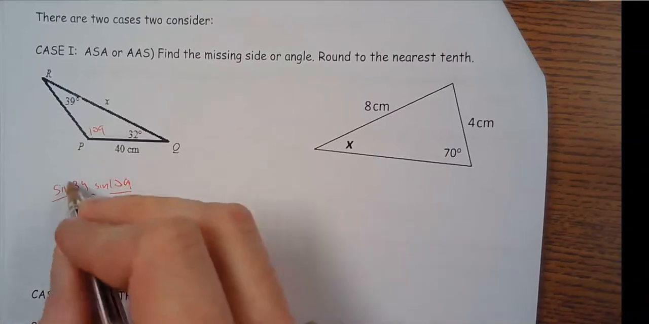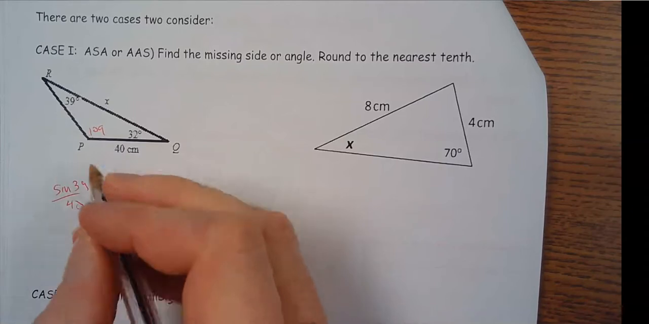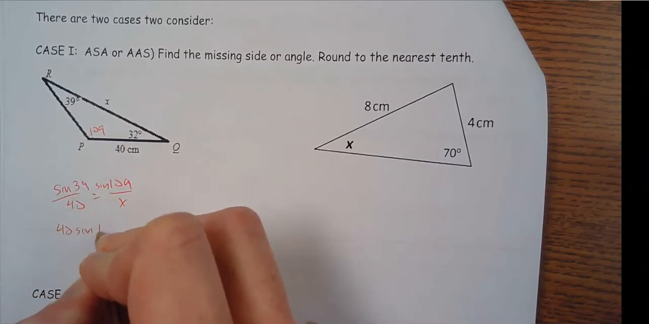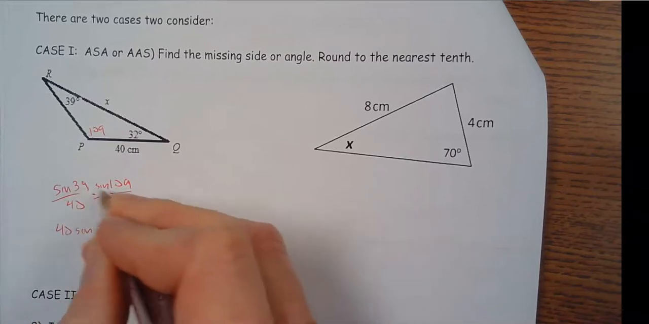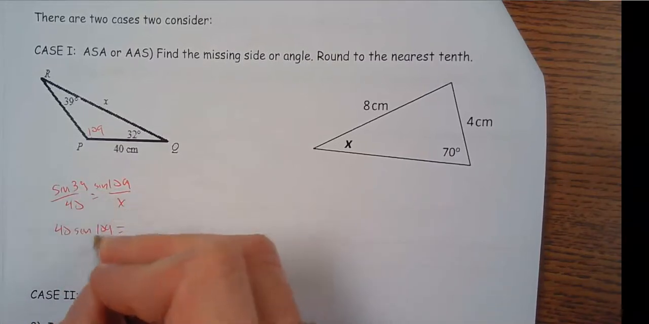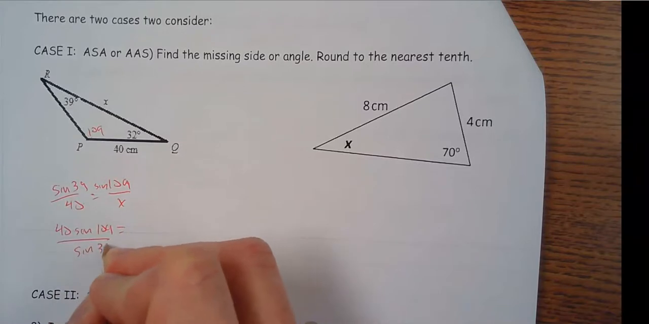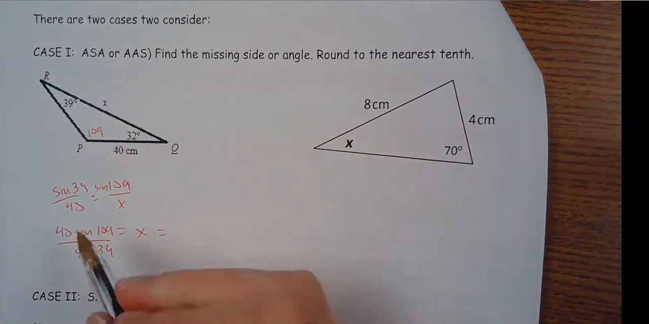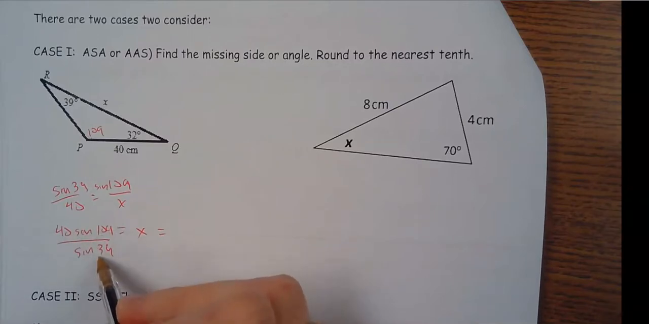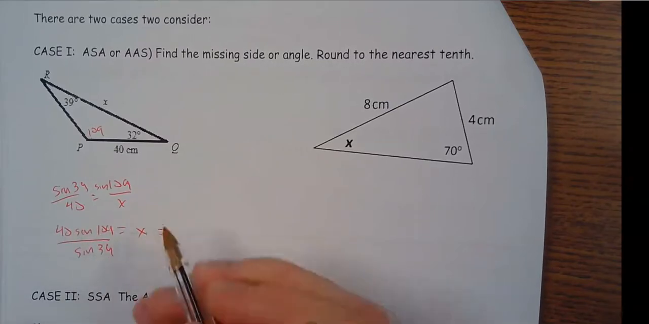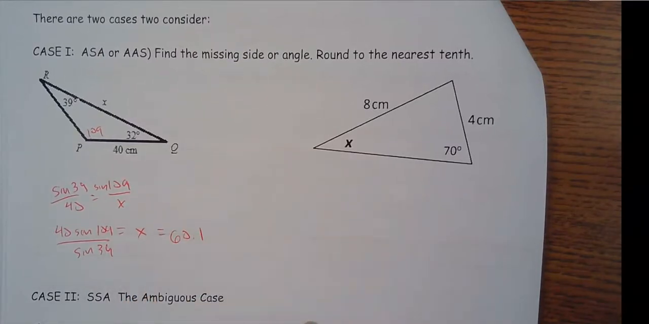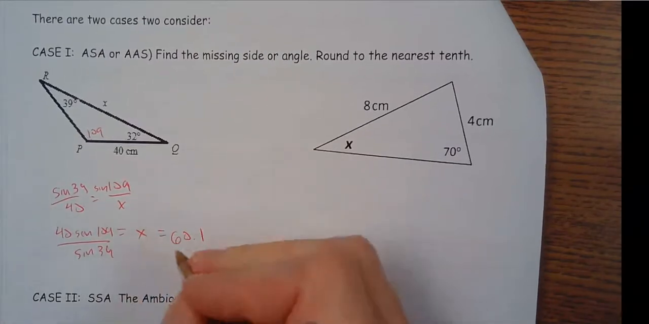So here, do cross products, or think of it as a proportion. So this cross product would be 40 sine 109. That's going to equal x times sine 39. So I'm going to divide by sine 39 to get x by itself. Okay, so put that in the calculator. You're going to take 40 sine 109 divided by sine 39. That answer is your answer. That's x by itself. And make sure you're in degree mode. Make sure you're doing degrees. You should get 60.1.